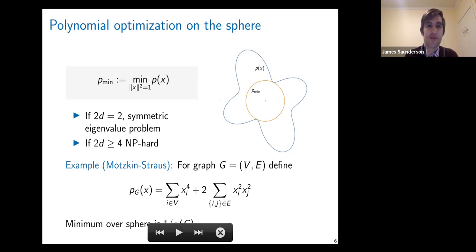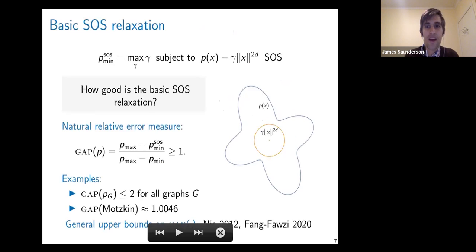So this is polynomial optimization on the sphere. There's a natural sum of squares relaxation of this problem. It's more or less the relaxation I wrote before. And this gives us a tractable way to compute lower bounds on the minimum value of such a form over the sphere. So how do I do this? Well, I try to find the biggest gamma I can so that my form minus gamma times the norm to the power 2d is a sum of squares. And this will in general give me a lower bound on the minimum.